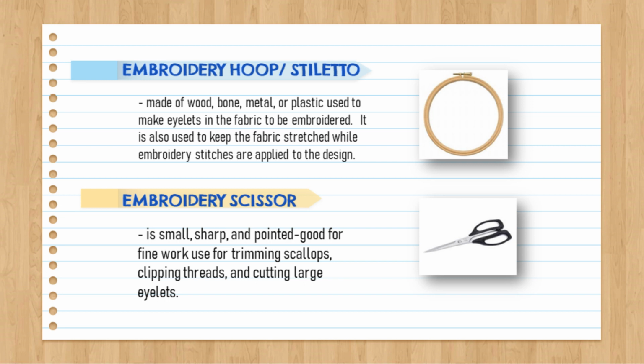3, embroidery hoop or stiletto. Made of wood, bone, metal, or plastic, used to make eyelets in fabric to be embroidered. It is also used to keep the fabric stretched while embroidery stitches are applied to the design. 4, embroidery scissors. Is small, sharp, and pointed, good for fine work, used for trimming scallops, clipping threads, and cutting large eyelets.